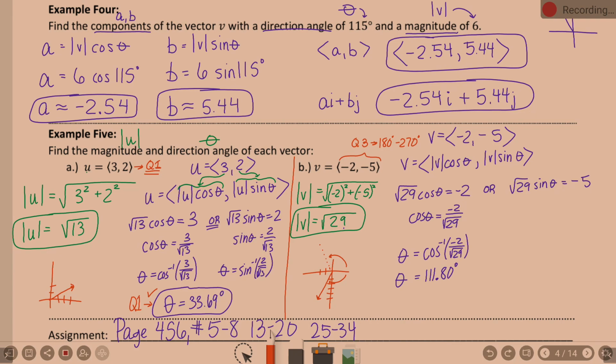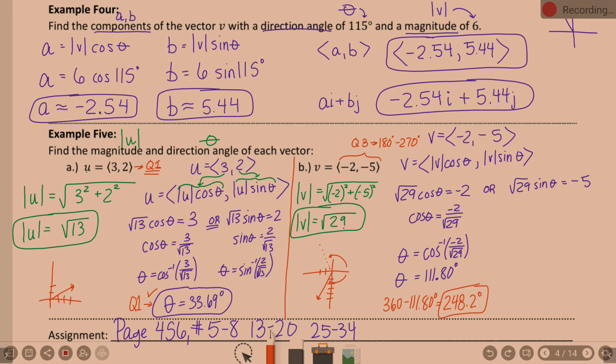Subtract from 360? Okay. So in this case, we're going to have to do 360 minus the 111.8, and we're going to get 248.2 degrees. Okay. Does that make sense? Do we have to do the other one? No, you don't have to do the other one.